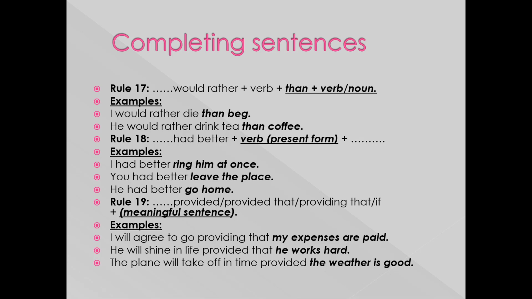Like these examples. I had better ring him at once. So it's a suggestion to myself actually. I had better ring, you see, ring is in the present form. Next sentence, you had better leave the place. Another sentence, he had better go home. So almost similar, I think that you have understood. This is very easy. Just remember, after had better, you will always use the present form. Then rule number 19.